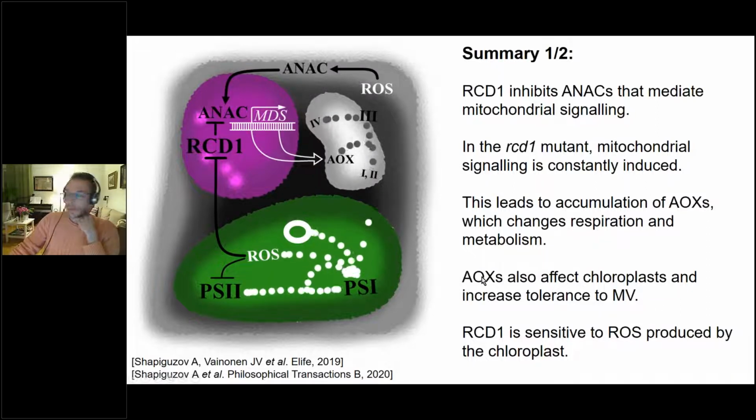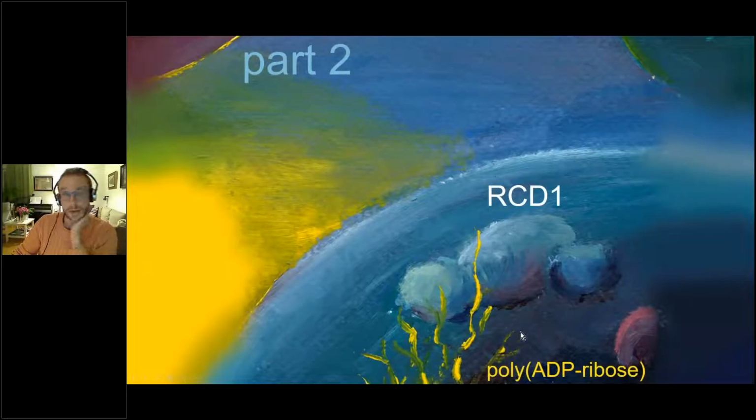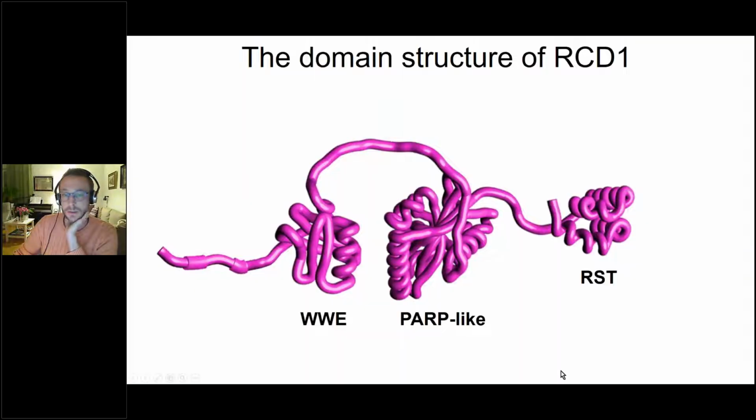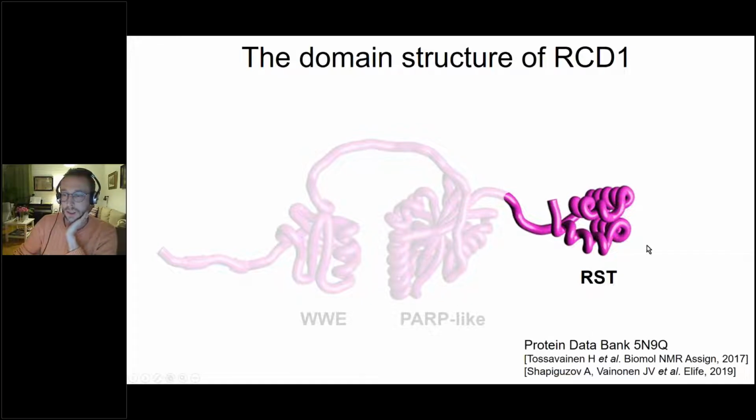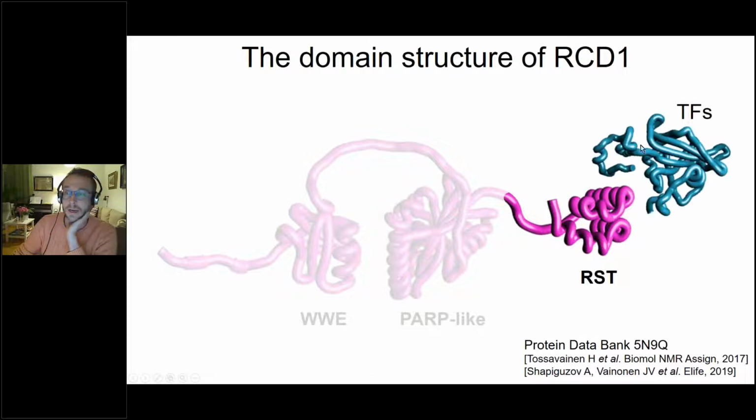Right, so now we come to the second part of my talk, which is what's going on in the nucleus. So we see RCD1, and I will start by showing you the domain structure of this protein. Everything I told you before was related to this C-terminal domain of RCD1 that is called the RST domain. So we solved the structure of this RST domain, and this is the domain that is actually interacting with transcription factors. And these are not only the ANACs.